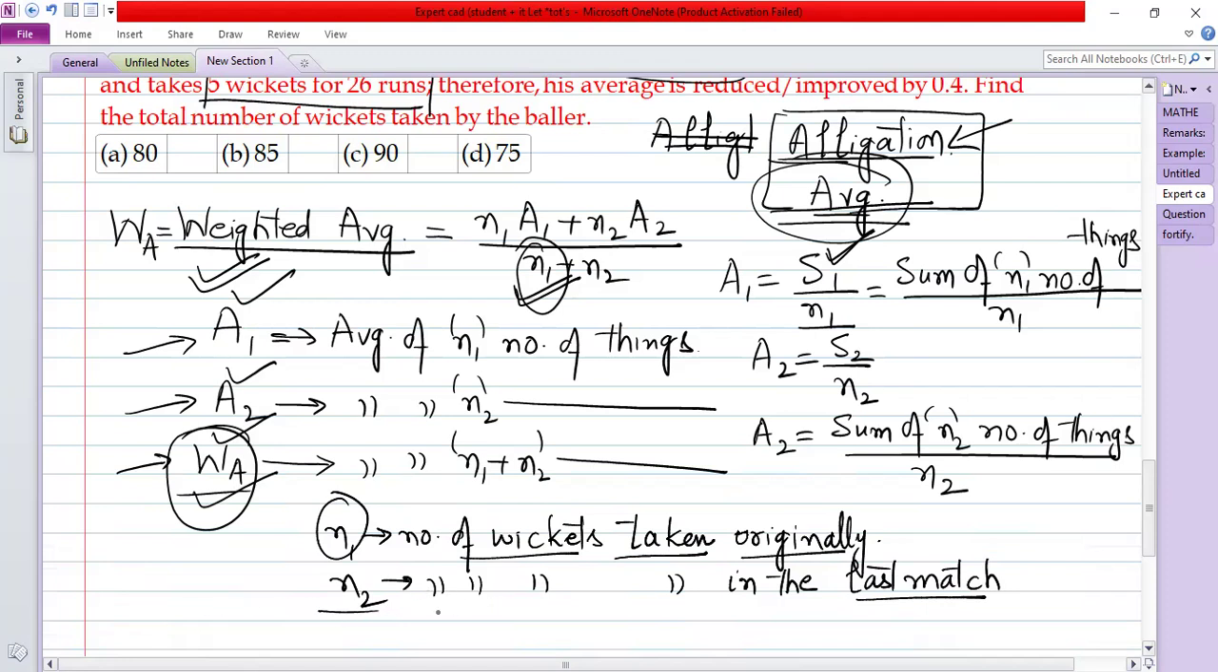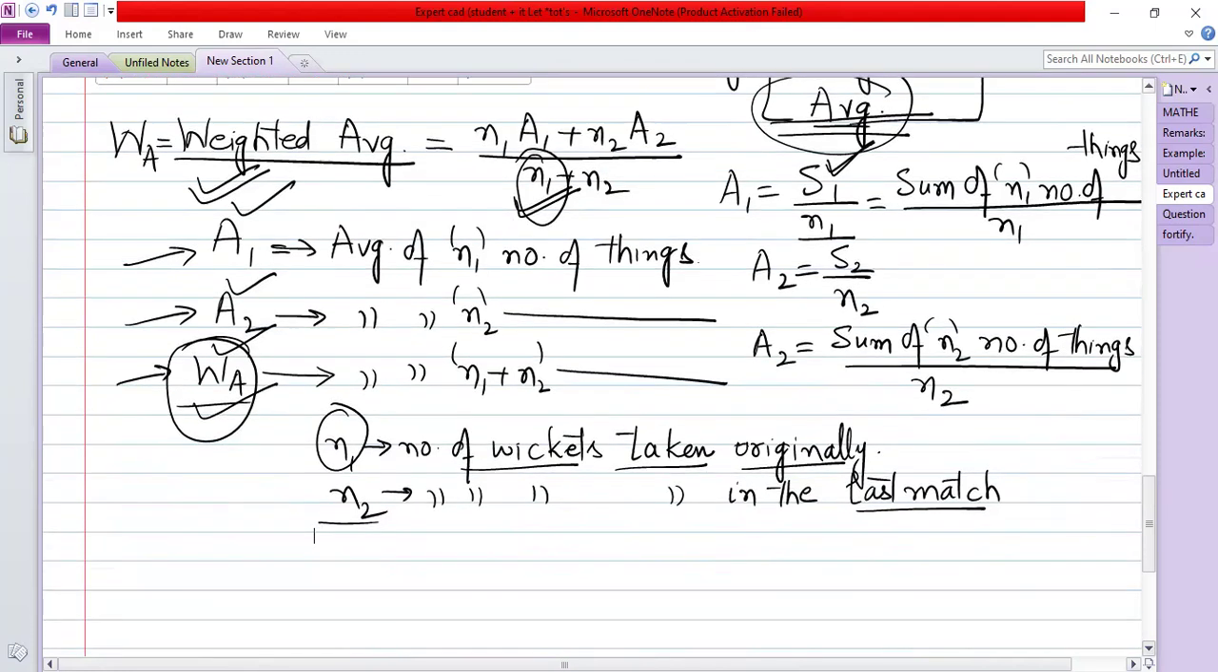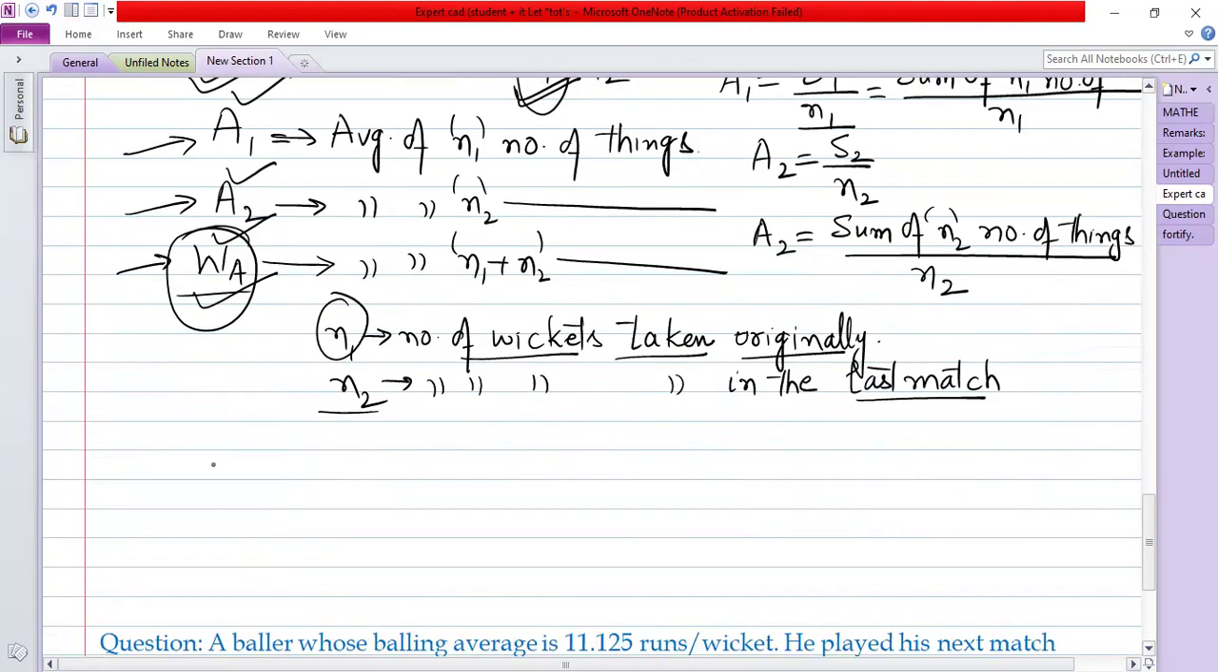And now, what do we need? We need this WA, the weighted average. So what will be the weighted average? It will be N1. N1 is actually not known. We don't know how many wickets he has taken originally, up to the second last match. So it is N1, and A1 is 12.4. And what is N2? The number of wickets taken in the last match was 5.